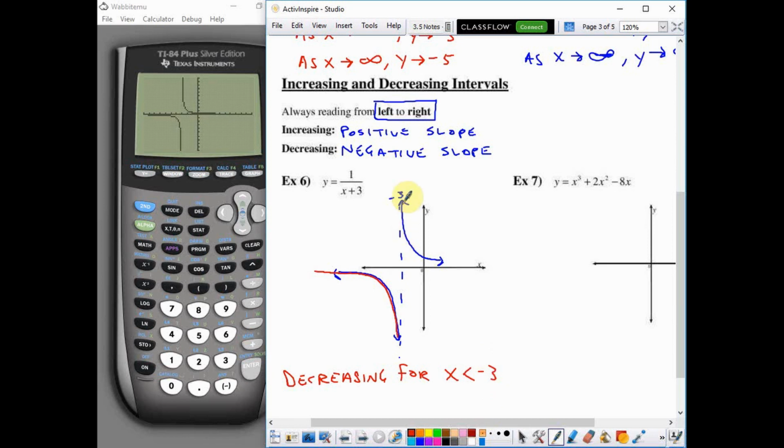When I jump to the other side and trace again from left to right, it's falling, so it's decreasing again, so we have another decreasing interval. And that's for all x's to the right of negative 3, so that is for x's greater than negative 3.